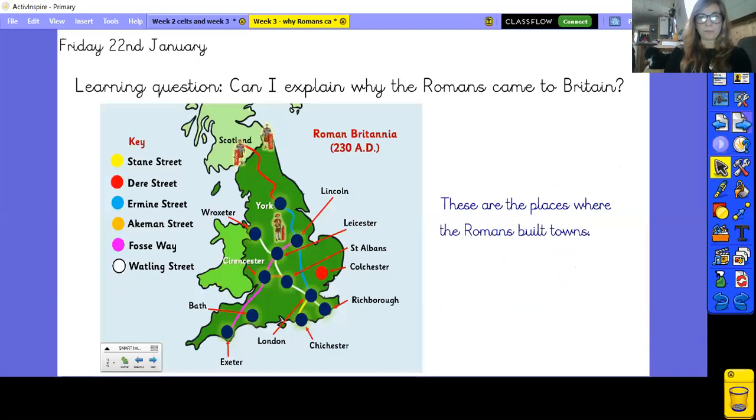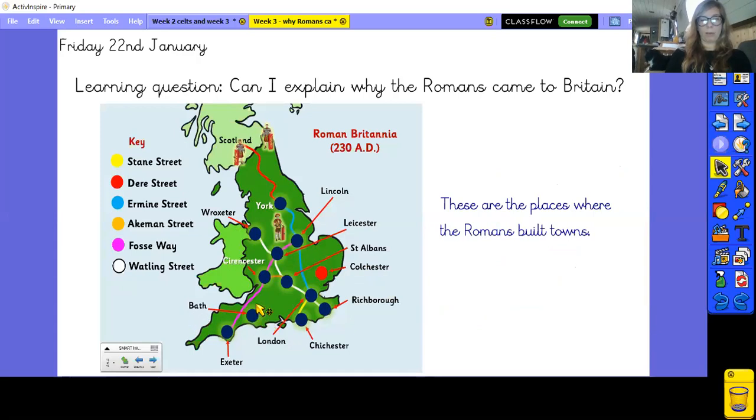lots of. So here are some places where the Romans built some towns. We've got Colchester on there, which we heard about in our song about Boudica last week. That was one of the places that the Romans set up a big fortress town, and we're going to have a look at that a bit more in our next lesson too, I think. But you can also see lots of other cities there.